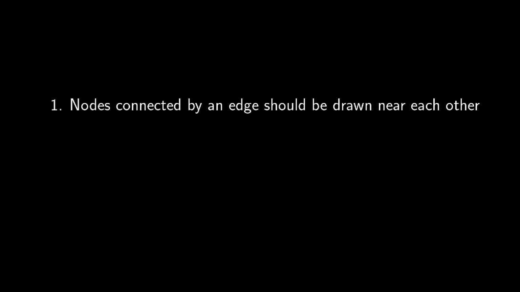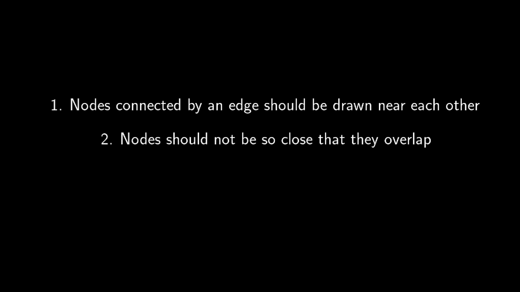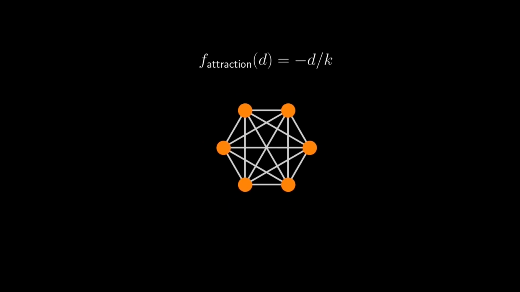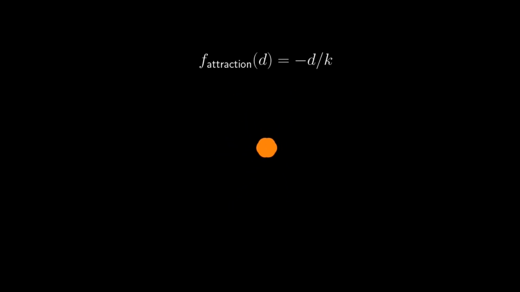Nodes connected by an edge should be drawn near each other, and nodes should not be so close that they overlap. We can implement the first rule by imagining the edges as springs that resist being stretched. These are not real springs, of course, so they can pull with any strength we like.